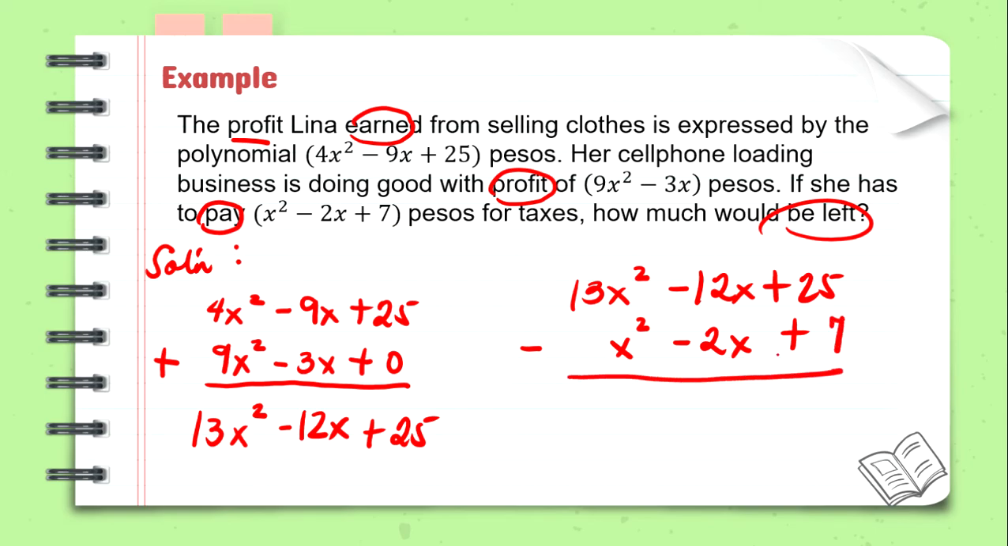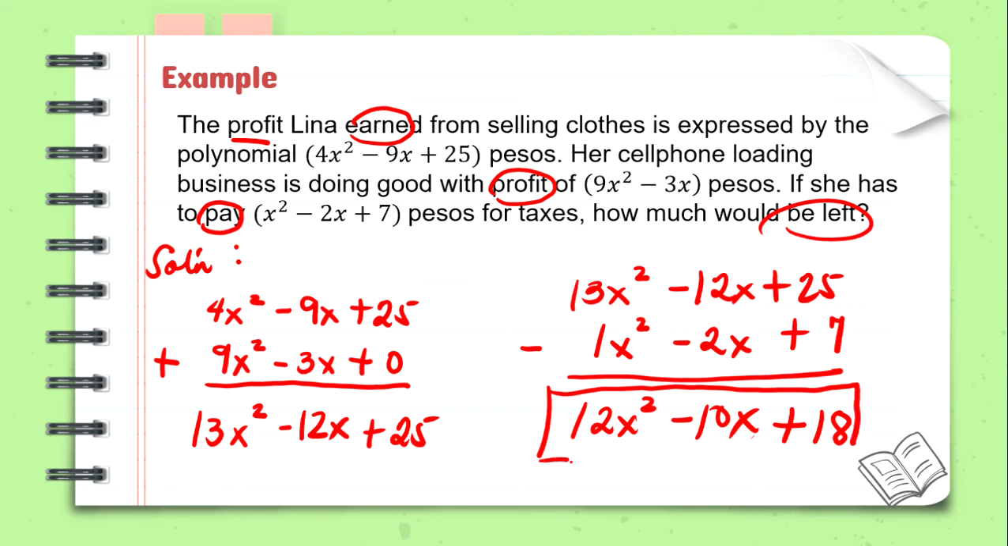Now we can subtract. So 13x squared minus x squared. We all know that for x squared, it has a numerical coefficient of 1 here. So 13 minus 1, that is 12x squared. Negative 12x minus negative 2x, that is negative 10x. Kindly follow the KCC. So it will become negative 12x plus positive 2x. That's why it became negative 10x. I just made a shortcut here. And then 25 minus 7, that is positive 18. So here is the answer, or the amount that is left for Lena.